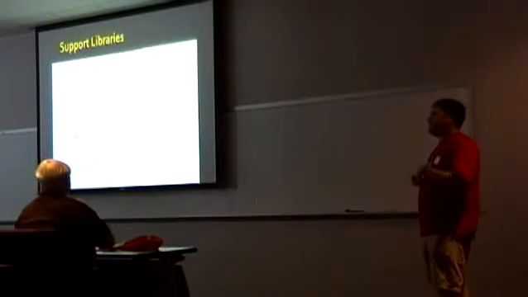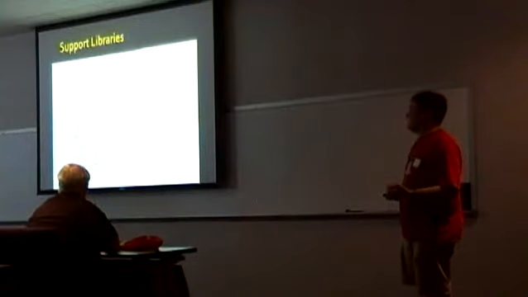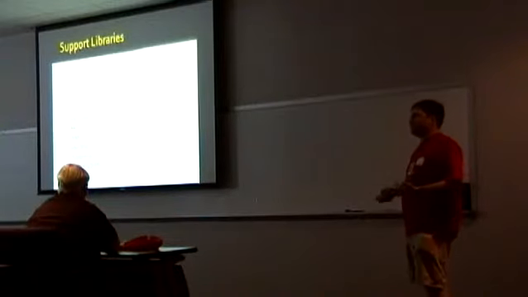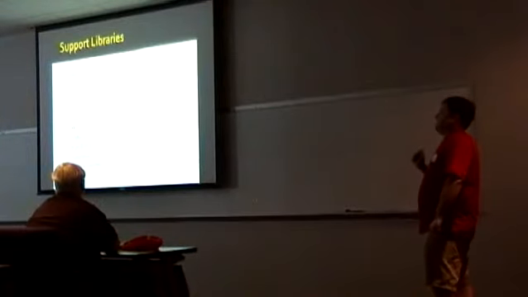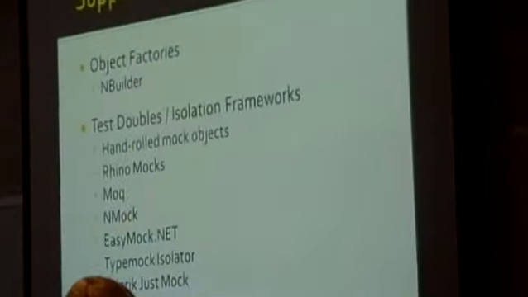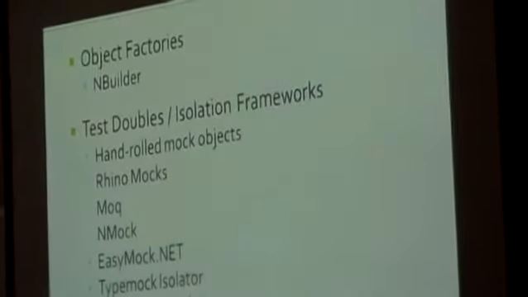Support libraries. Object factories. In .NET, there's this great open source library called NBuilder. In Ruby, we have Factory Girl, Machinist. There's a number of different ones. I'm sure there's one for Java as well. And our test doubles and isolation frameworks, there's no shortage of them in .NET. They range from the open source ones, hand-rolled mock objects that you create yourself. Sometimes those are the best route to go. There's also Rhino Mocks, which I showed you an example of. Moq and EasyMock.net, I believe these are all open source.